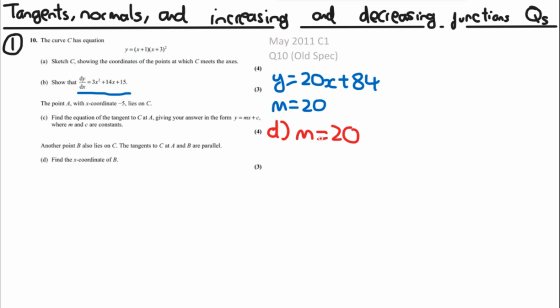So what can we do with this now? So we know that this is going to be the gradient of the tangent, and we know that dy over dx is equal to this. Remember that this gives out the gradient, and we know the gradient of this tangent.